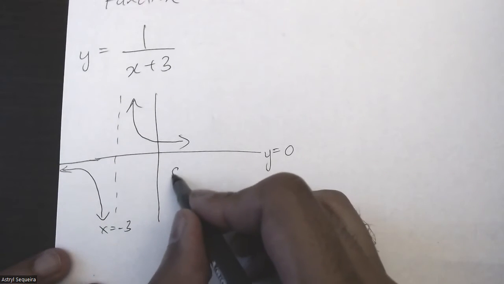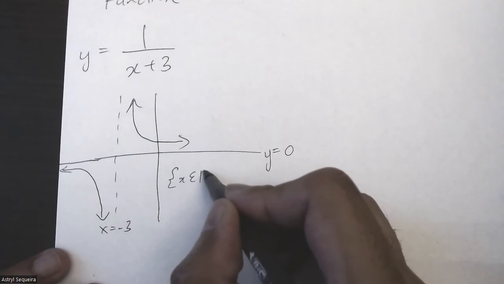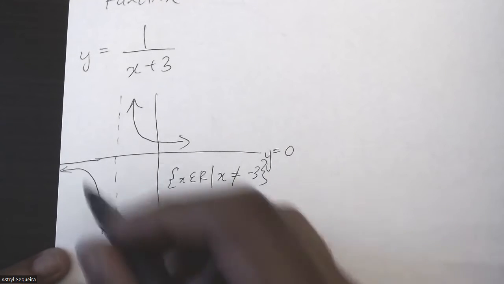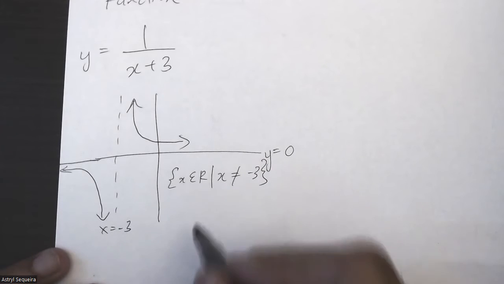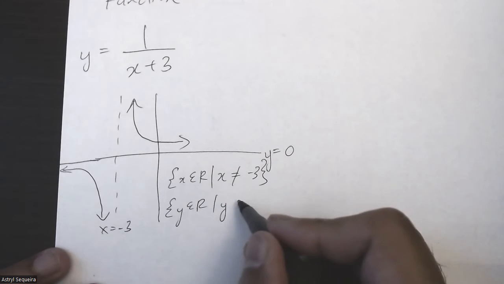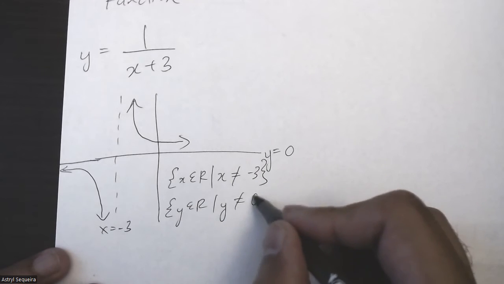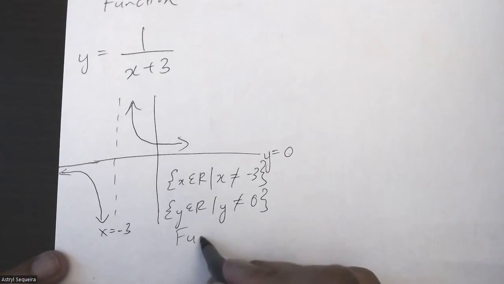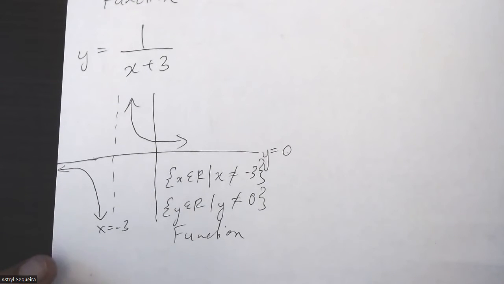So the original two quadrants are like this. My domain over here is all real numbers, and x cannot equal negative 3 because I basically take all values except the vertical asymptote. Similarly, my range is all real numbers, and y cannot equal 0, my horizontal asymptote. And this is a function. Again, all reciprocal functions are functions.